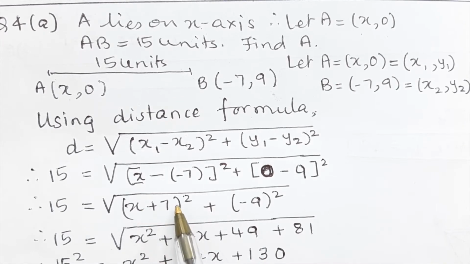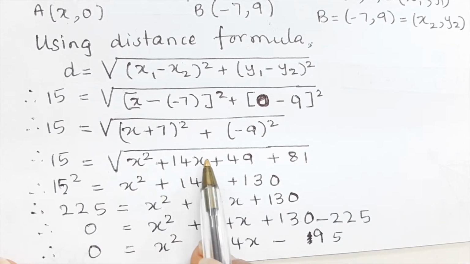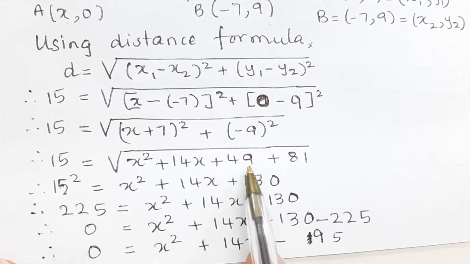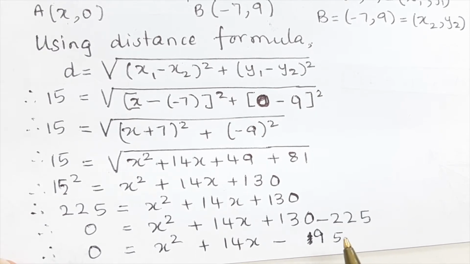We are using the (a + b) whole square formula, which is a square plus 2ab plus b square. Now we are going to square both sides, so 15 square will be equal to this. We write it without the square root sign, so x squared plus 14x, and 49 plus 81 is 130. 15 square is 225. This we write as it is. Take 225 that side. So you will have 0 equal to x squared plus 14x minus 95.